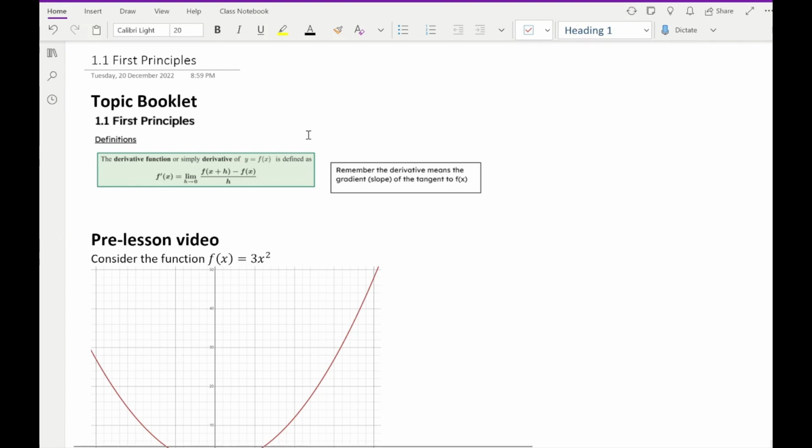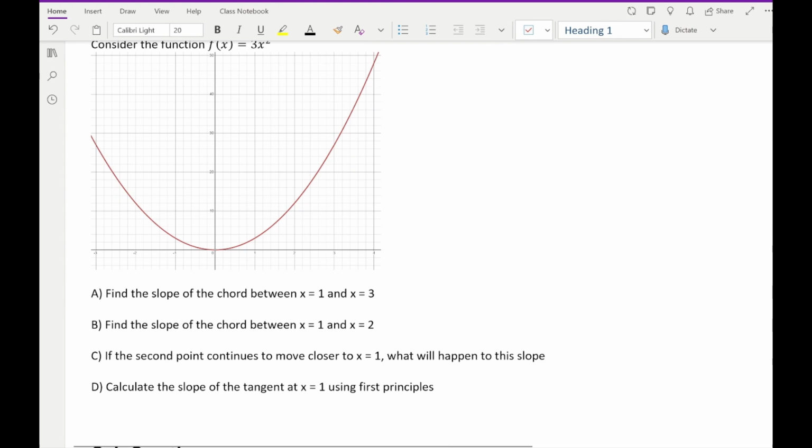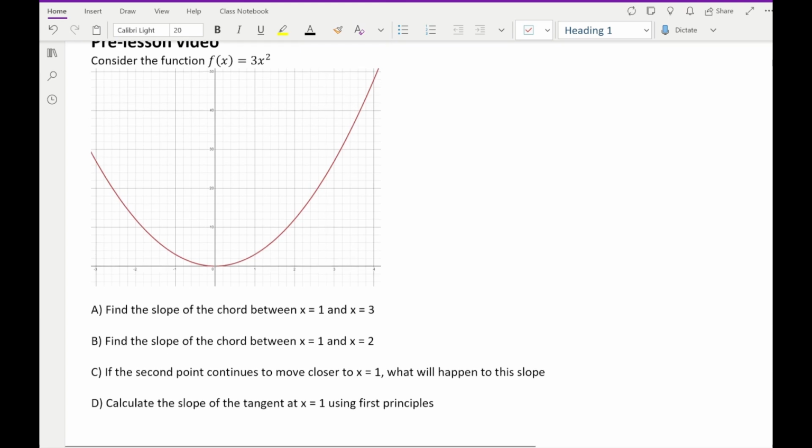Okay, we're doing first principles in this video. Now, this is going to be a combination of both first principles and just general chord questions. Sometimes I'll ask you what happens when 2 points get closer on a graph and what happens to the slope, and other times they'll just flat out ask you a first principles question. So we'll have a look at both on this function here.